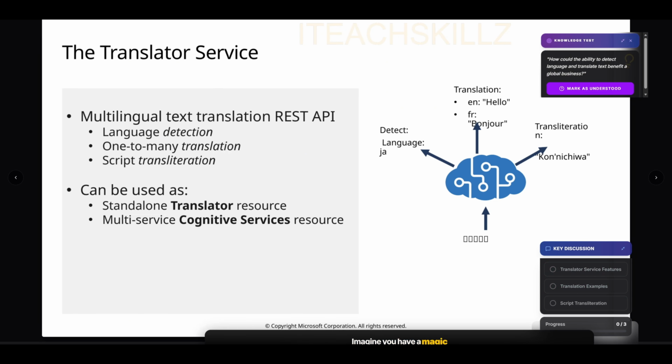Imagine you have a magic book that translates words from one language to another. This is what the translator service does with text. It offers multilingual translations via a REST API, allowing for easy integration into various applications.